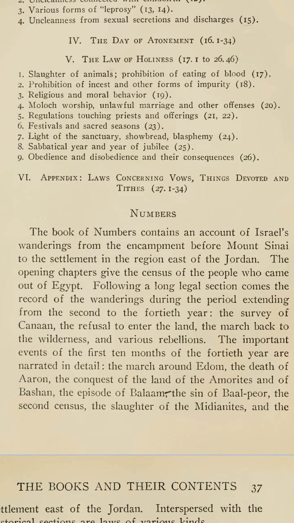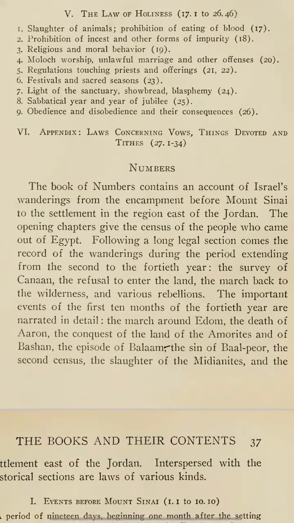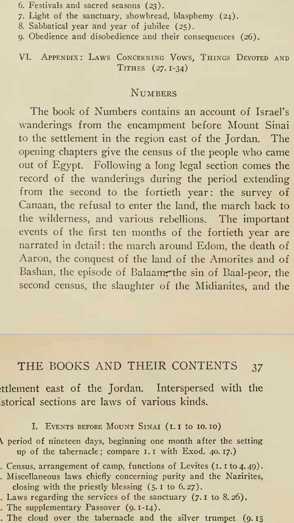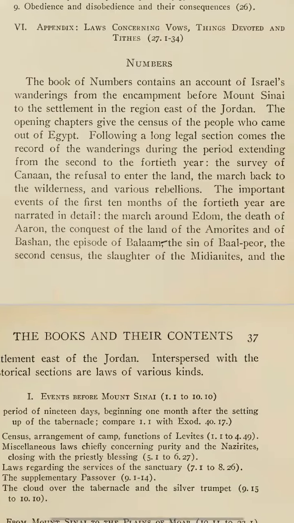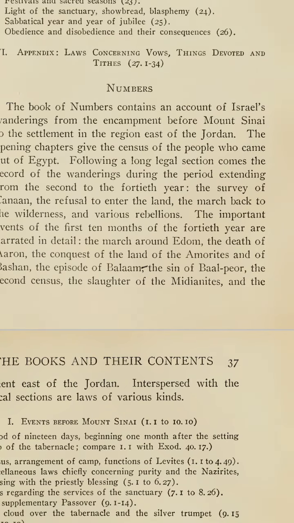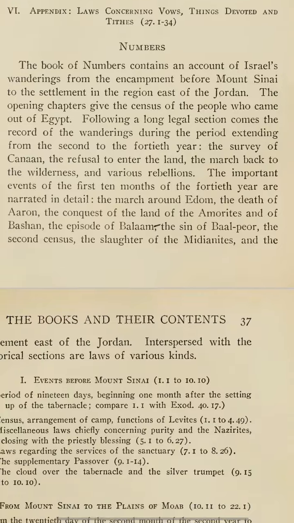Slaughter of animals, prohibition of eating of blood, prohibition of incest and other forms of impurity, religious and moral behavior, Moloch worship, unlawful marriage, and other offenses, regulations touching priests and offerings, festivals and sacred seasons, light of the sanctuary, showbread, blasphemy, sabbatical year, and year of jubilee, obedience and disobedience and their consequences. 6. Appendix, laws concerning vows, things devoted, and tithes.